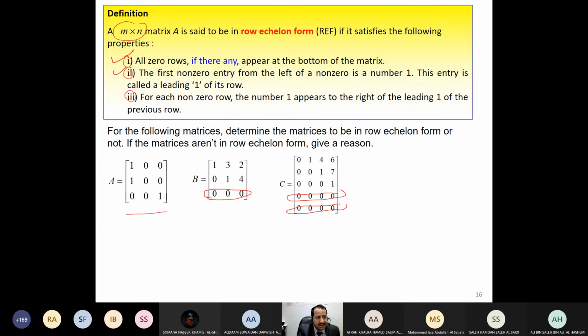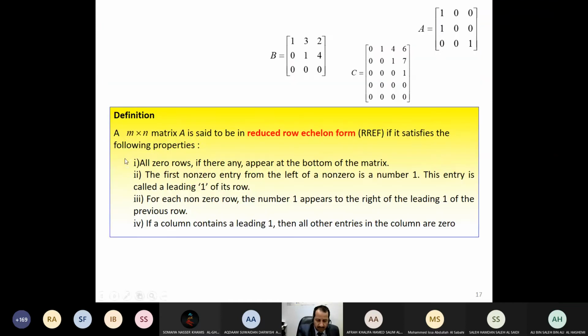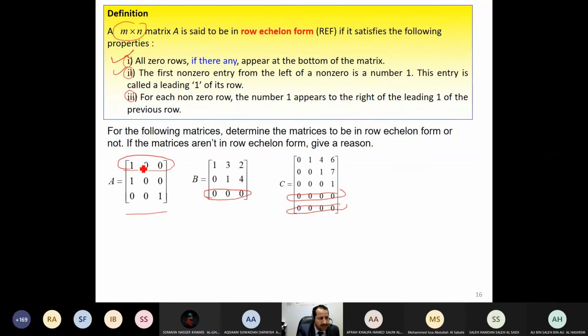This entry is called the leading one of its row. What does it mean? It means the first non-zero entry in the first row should start with 1. It could be 0 then 1, but it should not start with any other number: 2, 3, 7 million, whatever. It should start with 1. As an example, this one is okay, this one is okay, all of them, A, B, C.